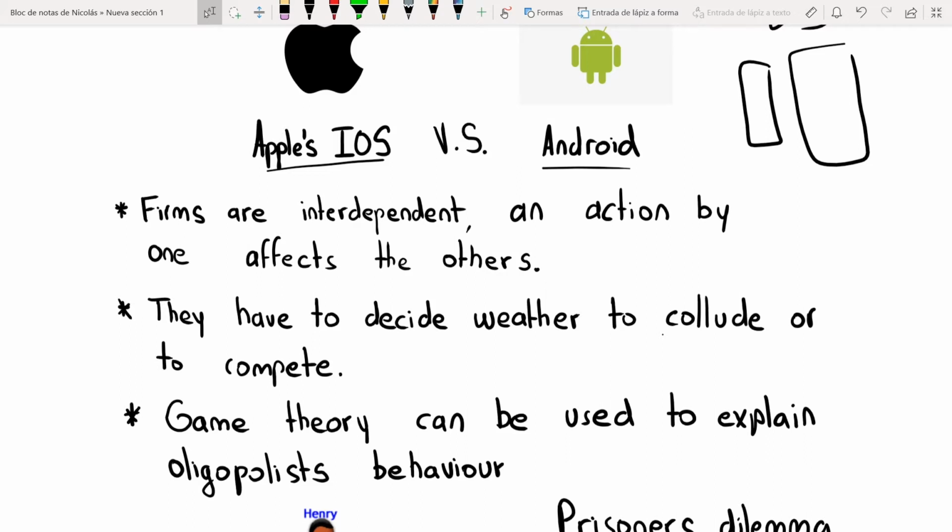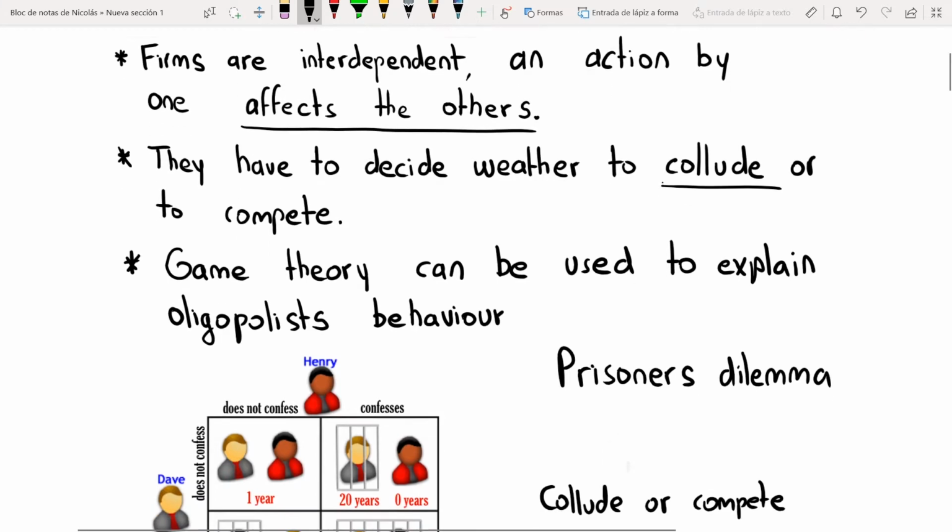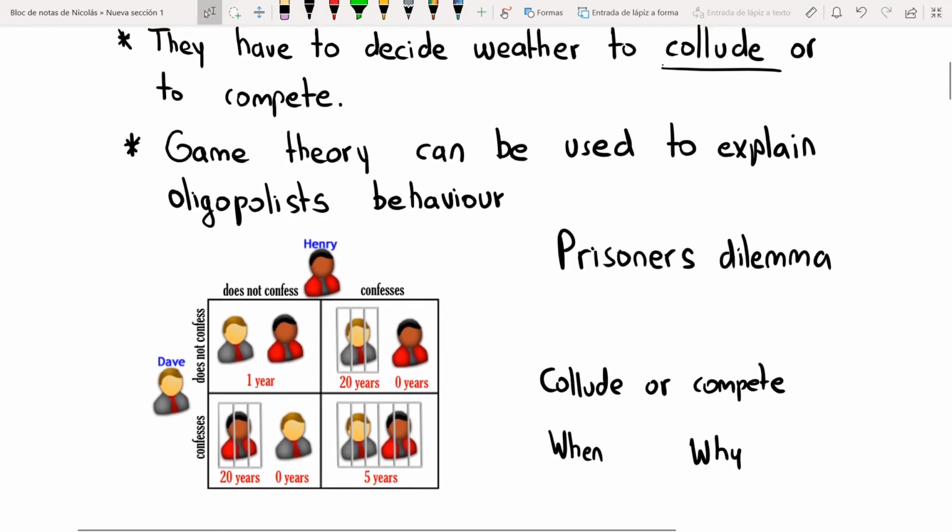An example of this can be firm 1 that has a huge market share on, let's say, candies. So if firm 1 decides to raise its price, let's say 20%, this action will end up affecting the others. Next we have that they have to decide whether to collude or to compete. Sometimes it's important to say that collusion is illegal in some countries, so this is a reason why oligopolists are forced sometimes to compete. And finally, we have that game theory can be used to explain oligopolists' behavior.